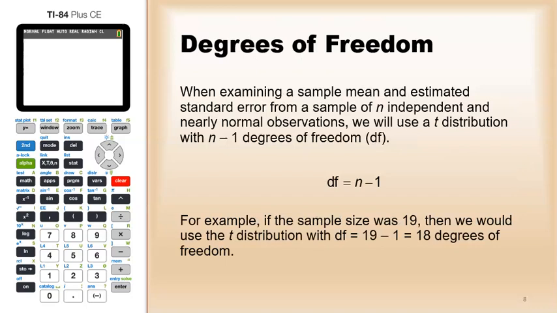When examining a sample mean and estimated standard error from a sample of n independent and nearly normal observations, we'll use a t-distribution with n-1 degrees of freedom. That is, the degrees of freedom is the sample size minus 1. For example, if the sample size was 19, then we would use a t-distribution with 18 degrees of freedom.